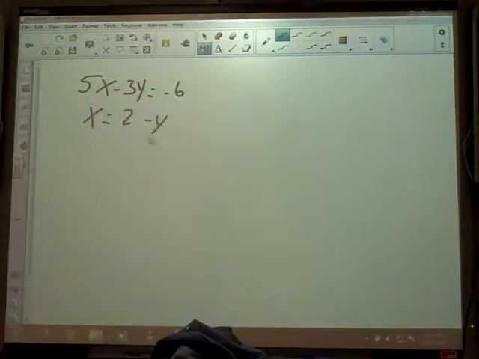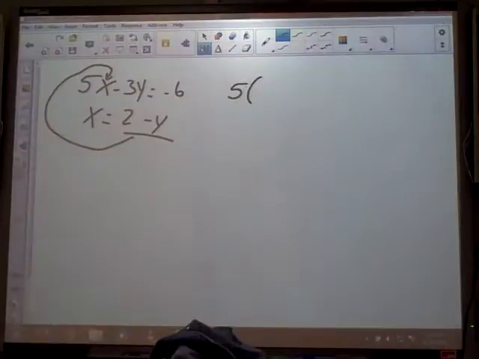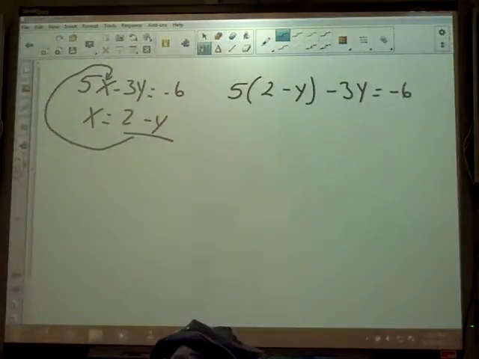So if I have a situation where one of the variables is all by itself, like this x is, I'm going to substitute. So this says x is 2 minus y. All I've got to do is take 2 minus y, come up here and substitute it in for the x. Okay? So I'm going to have 5 times 2 minus y. Just put the 2 minus y in the x spot. Minus 3y equals -6. Now what would I do to start solving this?